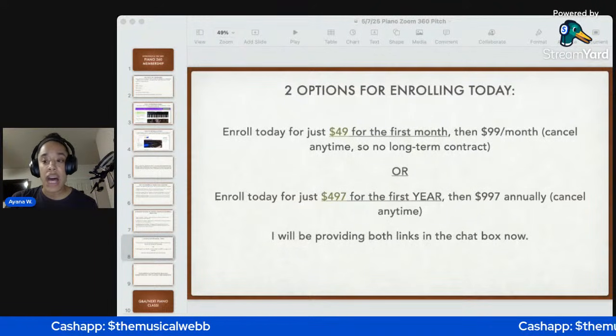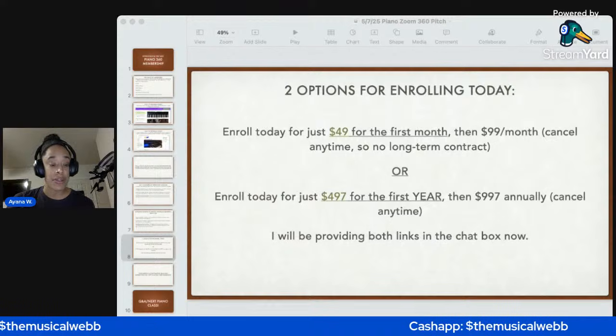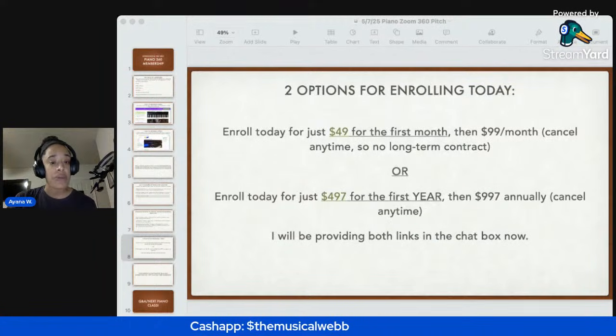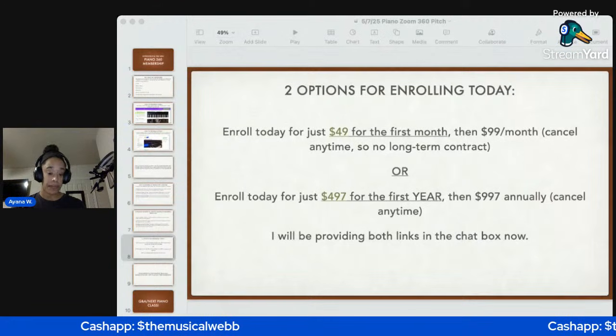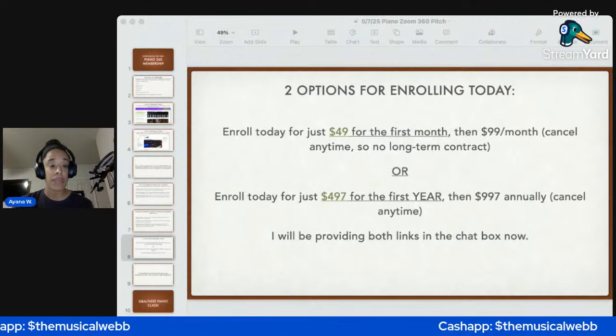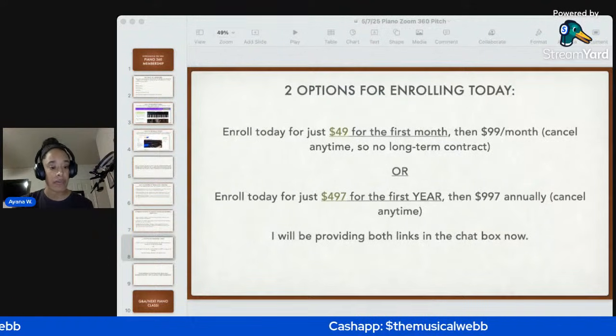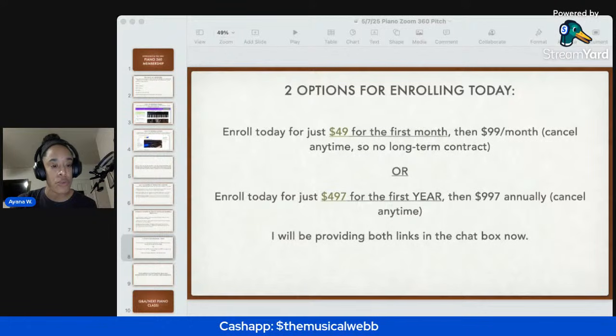So I'm only going to be on here for another 10 minutes or so, because I know you guys have things to do and I have things to do. So here's the thing. I'm going to do a real quick recap. So we went over naming the keys on the keyboard. Let me go ahead and remove this.